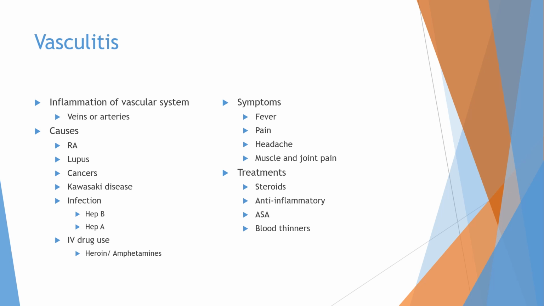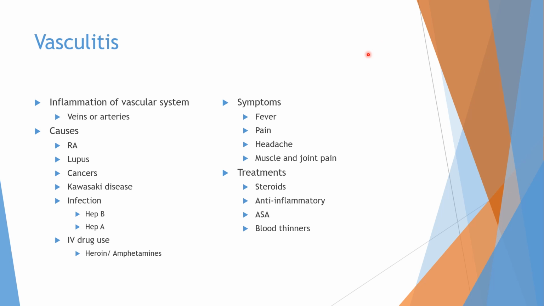Vasculitis. So vasculitis is inflammation of our vascular system. It can be of the veins or of the arteries. Lots of causes, right? So we can see this with Kawasaki, cancers, infections, lupus, rheumatoid arthritis. A lot of our autoimmune disorders, there's disorders that can have vasculitis of just the kidneys or just the retinas, or IV drug use.